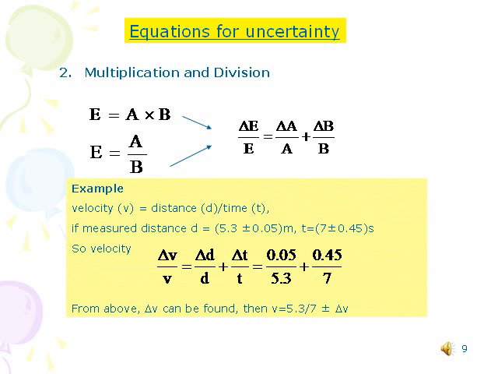Let us see a simple example. Velocity equals distance divided by time. If the measured distance is 5.3 plus or minus 0.5 meters and time equals 7 plus or minus 0.45 seconds, the velocity's fractional uncertainty should be delta V divided by V, and the result is shown as 0.5 divided by 5.3 plus 0.45 divided by 7. From above, delta V can be found. Then we will be able to write down the velocity value plus its uncertainty.